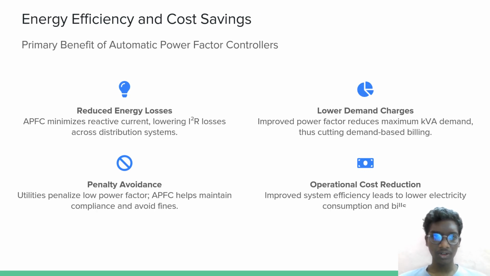Energy efficiency and cost saving. Reduces energy losses, minimizes reactive current, lowering I squared R losses across the distribution system. Lower demand charges. Improved power factor reduces maximum kVA demand, thus cutting demand-based billing. Penalty avoidance. Utilities penalize low power factor; APFC helps maintain compliance and avoid fines. Operational cost reduction. Improved system efficiency leads to lower electricity consumption and bills.